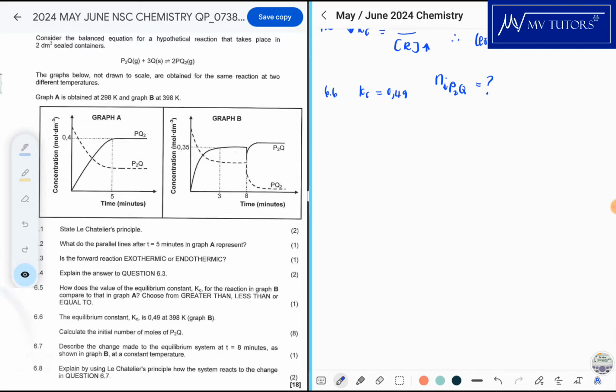So we're going to start with the ratio. I call it the rice table. So ratio, and then initial amount of moles, then the change in moles, and then our equilibrium. This one will be mole per cubic decimeter. Everything else will be mole. I'm just so used to using mole.